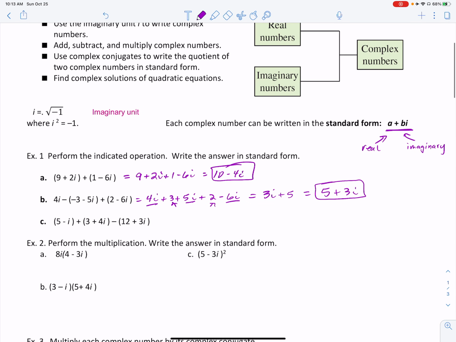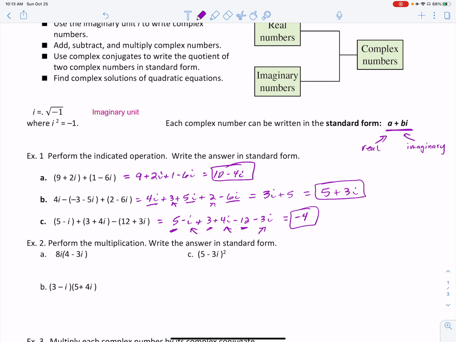And then this last one, 5 minus i plus, you can just drop the parentheses because we're adding that. But on the next one, you have to negate both of them, distribute that negative, so minus 12 minus 3i. The 5 and the 3 and the minus 12 combine to be a -4. Then we have the minus i, the plus 4i, and the minus 3i, which ends up just being 0. So this ends up just being a real number when you add those. All right, so with addition and subtraction, you're just collecting like terms, treating it like it's an x.